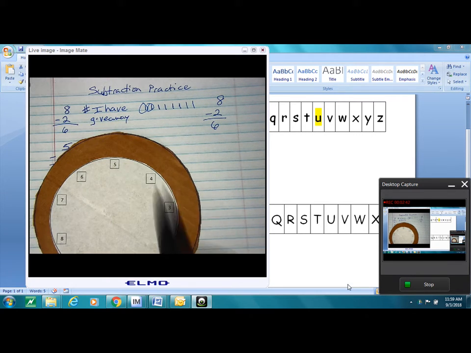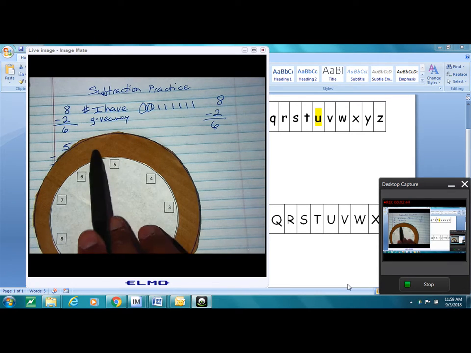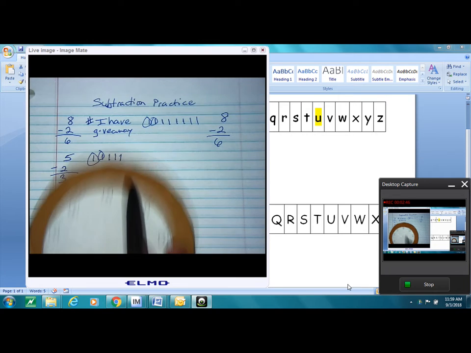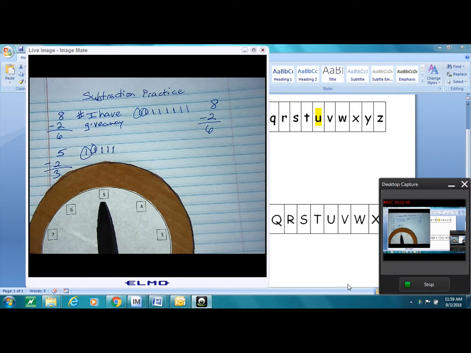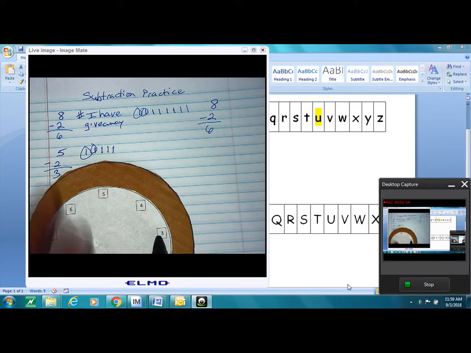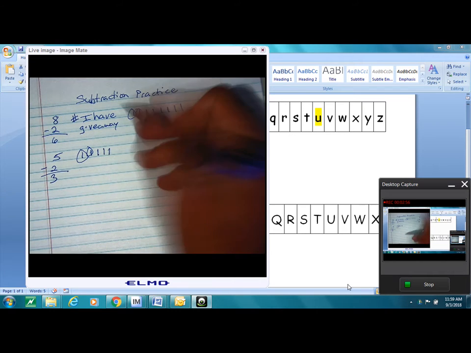Now, we're doing this on the machine. Remember, subtraction is going to go this way. We're starting on the number that we have. We have 5. We're going to give away 2. 1, 2. Where did you land? You landed on number 3. So 5 minus 2 is 3.